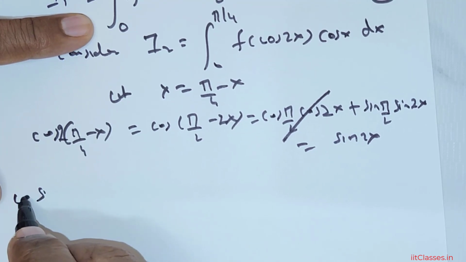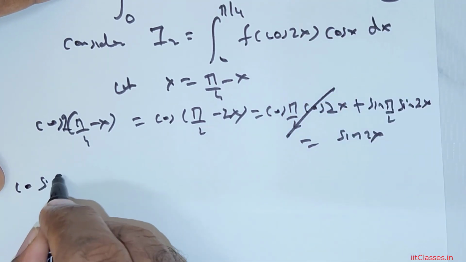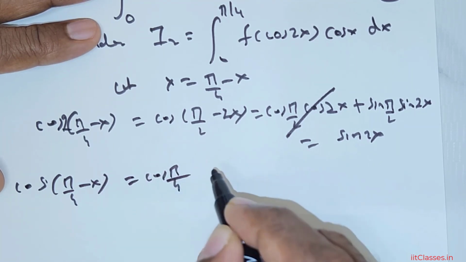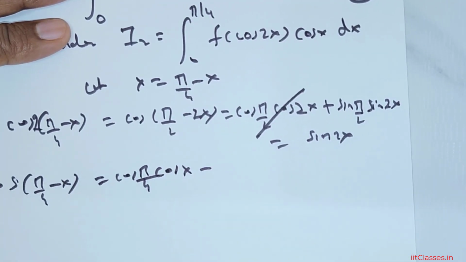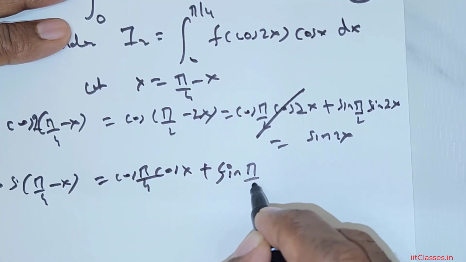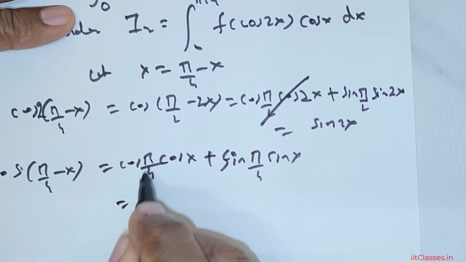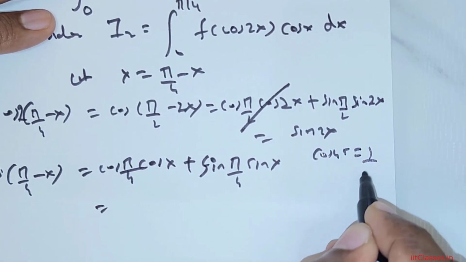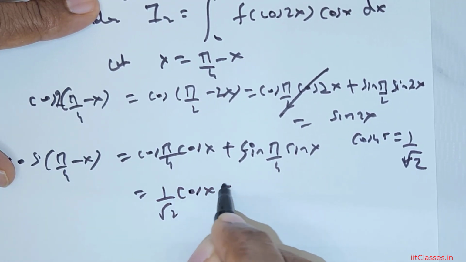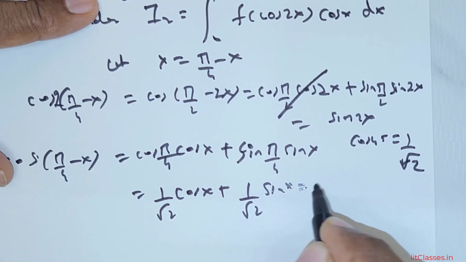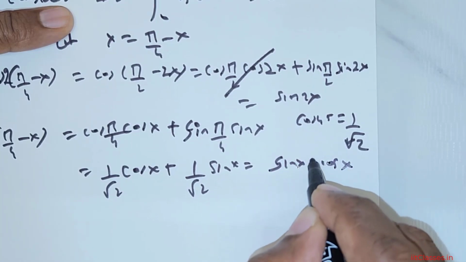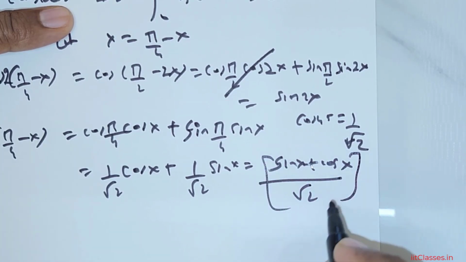Now similarly, cos of pi over 4 minus x is going to give me cos pi over 4 times cos x, and the minus is there, so it's going to be positive sine pi over 4 sine x. Now cos 45 is 1 over root 2, right? So this is going to be 1 over root 2 times cos x plus 1 over root 2 times sine x. I can take root 2 out and rewrite this as sine x plus cos x divided by root 2.